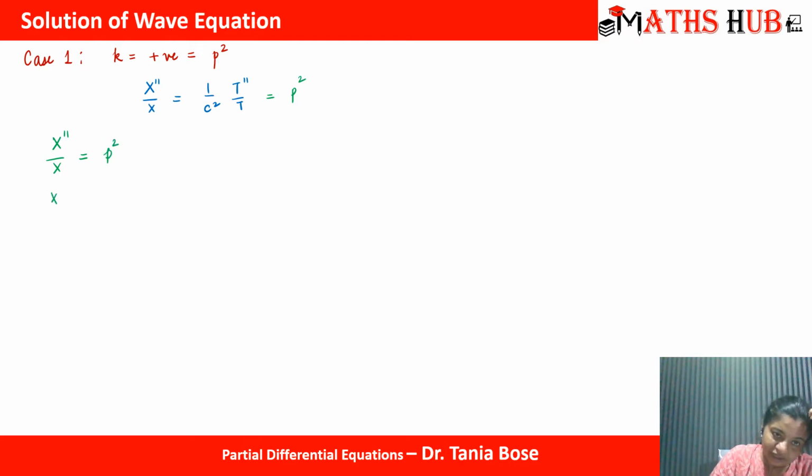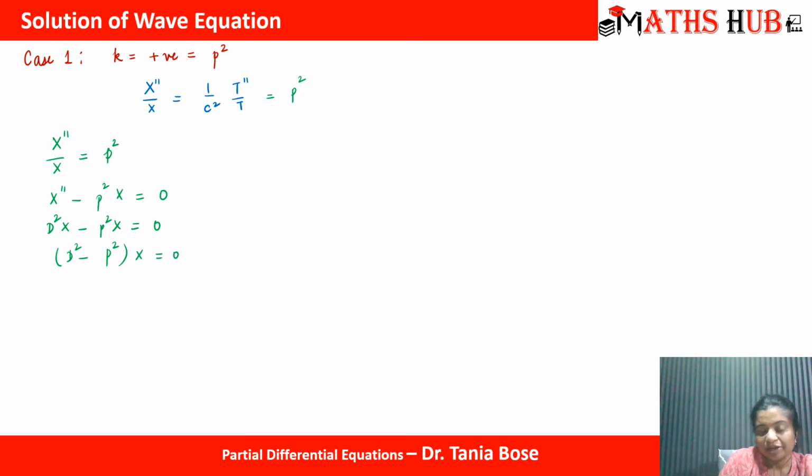So when we frame the differential equation, it will become x double dash minus p square x is equal to 0. So from here I can say that D square x minus p square x is equal to 0. So that leads to (D square minus p square) into x is equal to 0. Right? So from here, this is a second order homogeneous differential equation. I can make the auxiliary equation D square minus p square equal to 0.